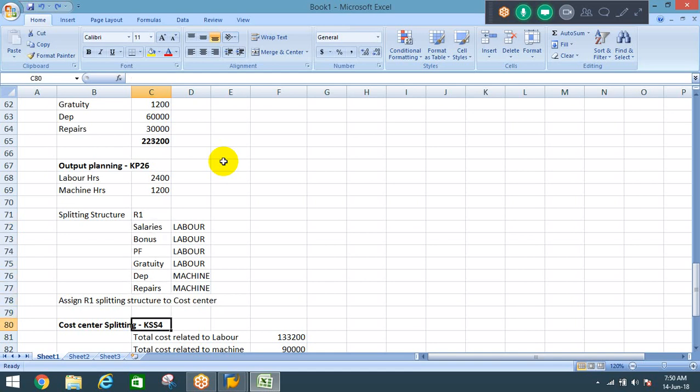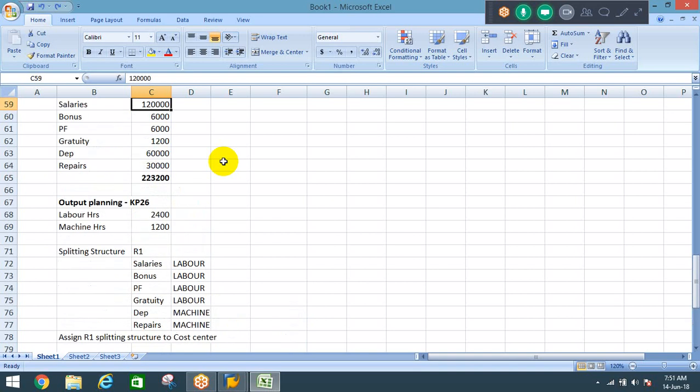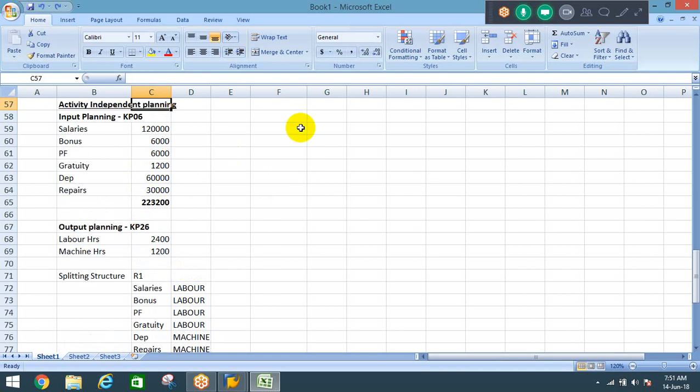But the issue here is, if one cost element is related to multiple activity types, then we need to assign both the activity types. Whatever multiple cost elements, whatever activity types it has, we need to assign all activity types. Okay, so how it will distribute, we will discuss later. Suppose we will plan 1,20,000. Here salaries 1,20,000. We planned 1,20,000, right? Suppose I assigned salaries is related to labor and machine. Note చేసుకుంటారు. Activity independent planning with the splitting structure.